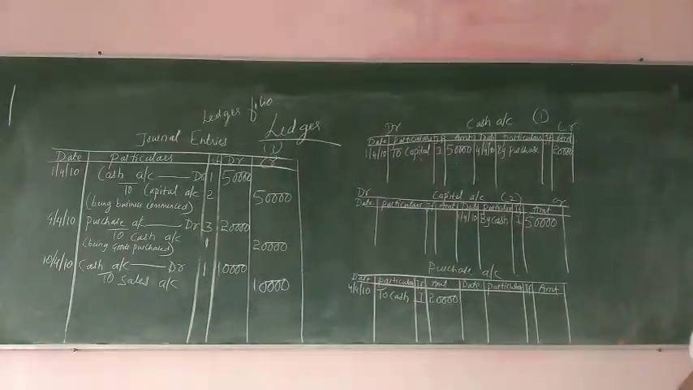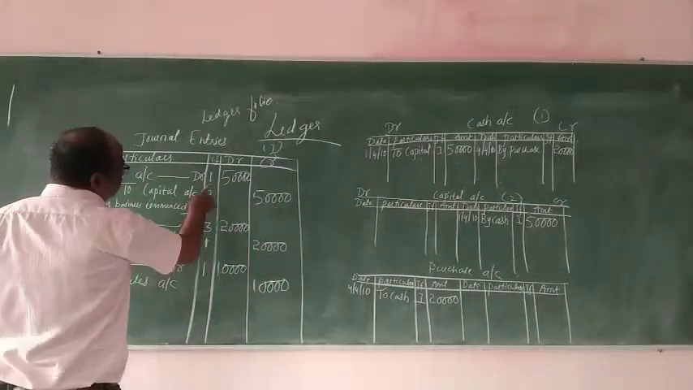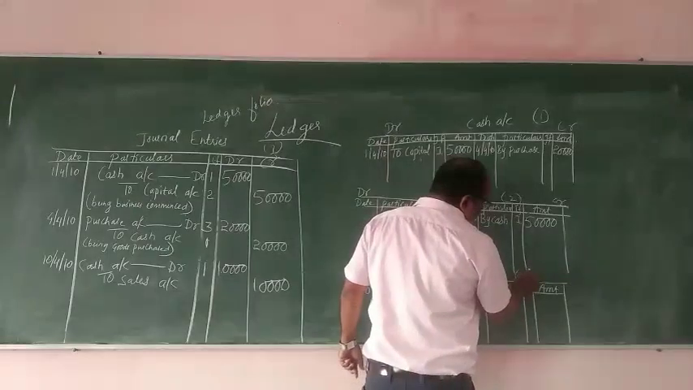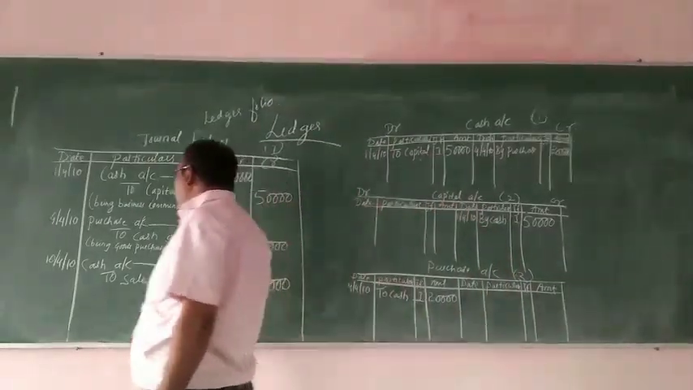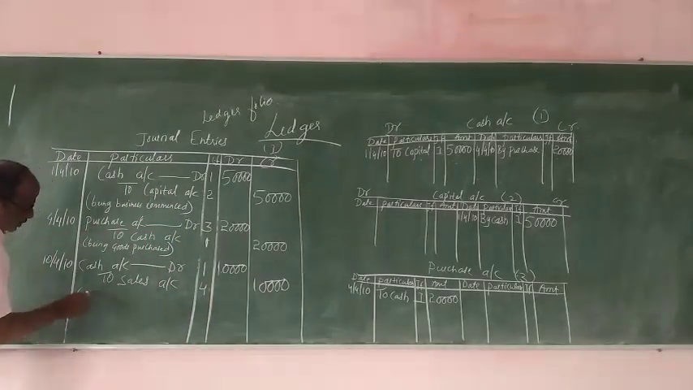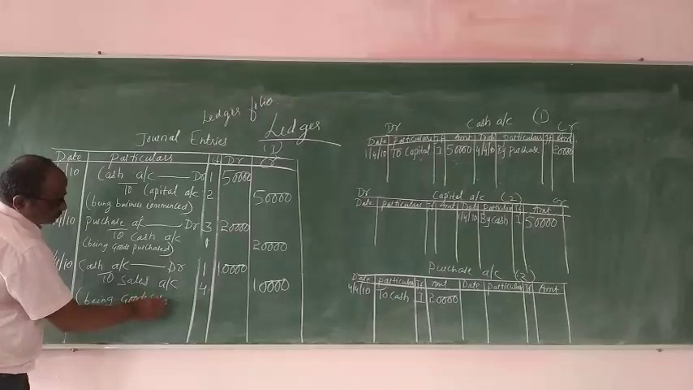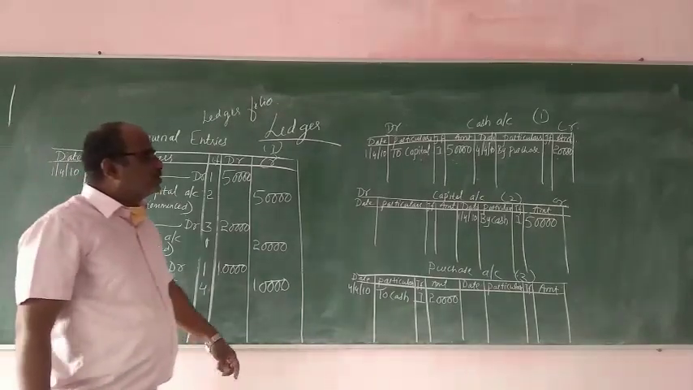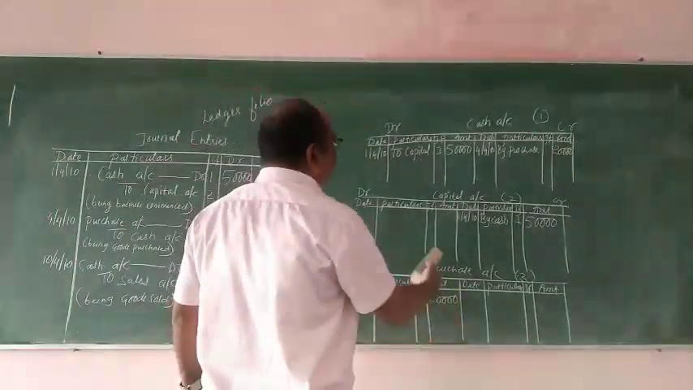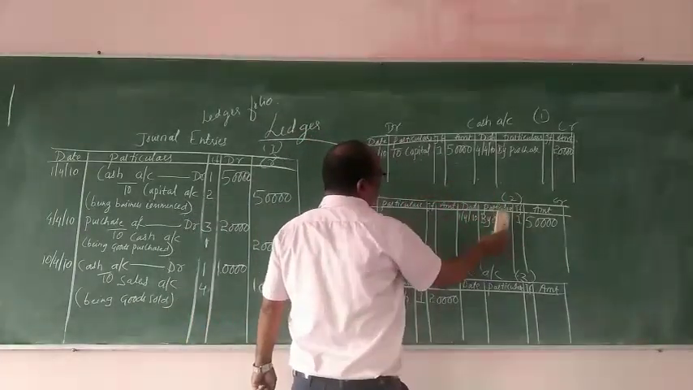No. We are supposed to create one new ledger for the sales account. Page numbers 1, 2 and 3 are allocated for various accounts. Now page number 4 should be allocated to the sales account. Goods sold. I will rub out this capital account because I don't have so much space, and then I will show the sales account.